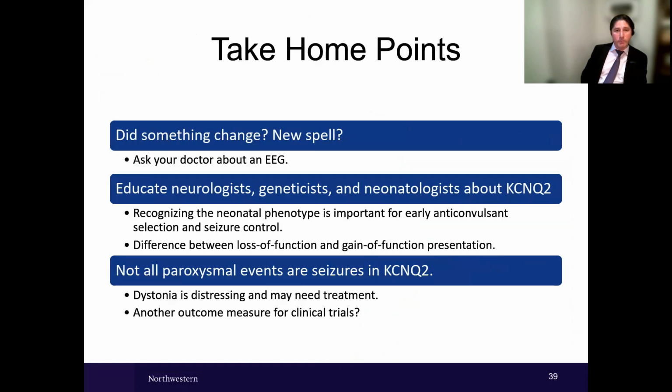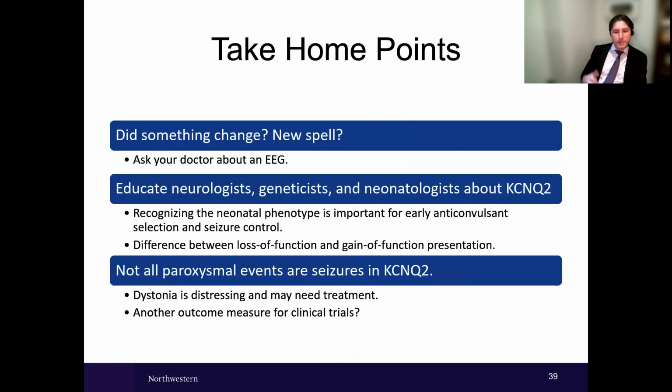recognizing this onset in the neonatal period and selecting the right type of seizure medication from the get-go is very important for controlling seizures. And these important questions about loss of function and gain of function can be answered pretty simply in most cases by understanding the different presentations that I've discussed today.